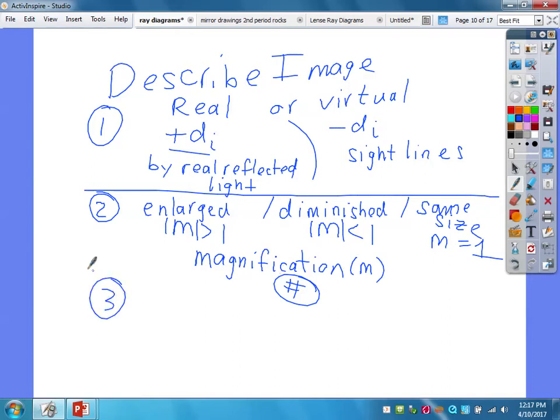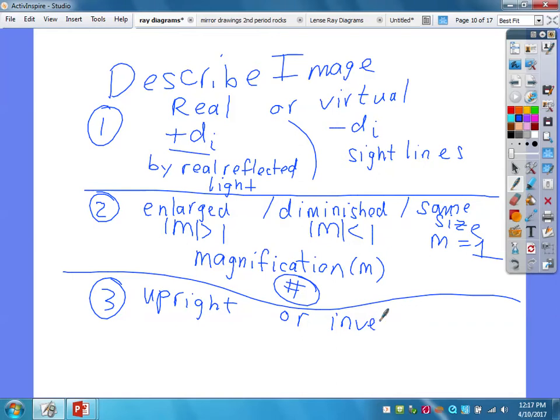That is related to the third description of an image, whether the image is upright or inverted. Now there's actually 2 ways to figure this one out. Oh, going back to number 2: how can I see this by drawing it? The arrow is going to look larger or smaller or a similar size. So that's pretty self-explanatory. Basically look at the image and object arrows.